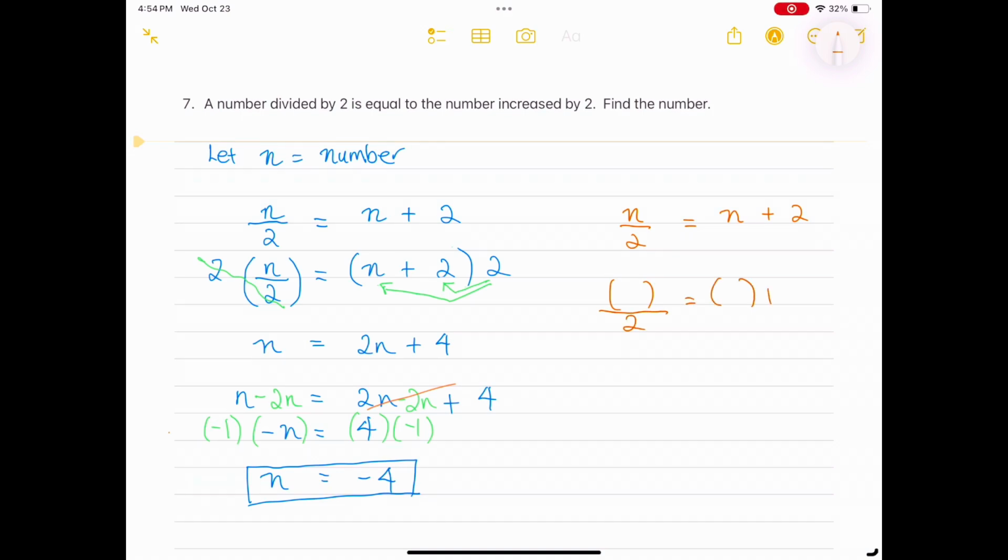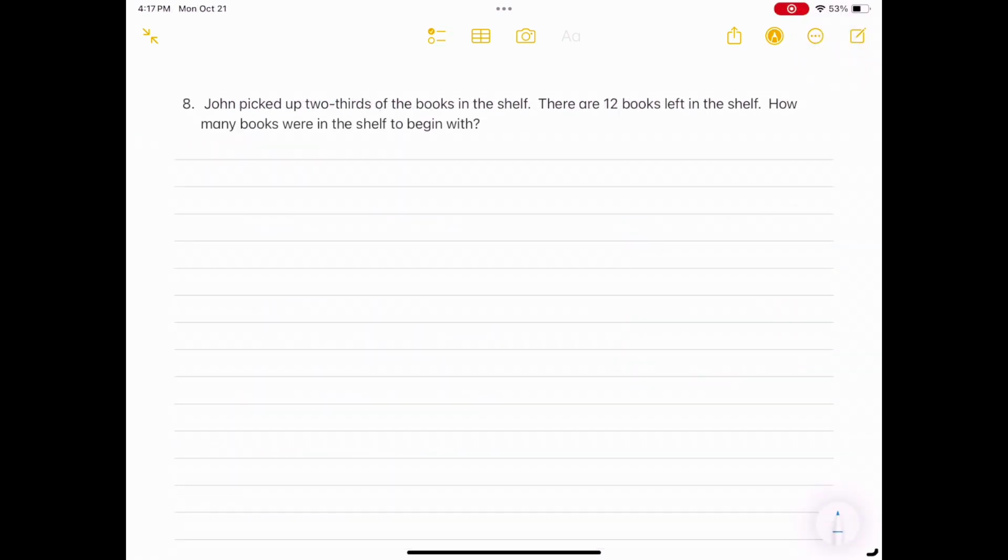Are those two expressions equal? Well, negative 4 divided by 2 does equal negative 2, and negative 4 plus 2 also equals negative 2. The solution is correct. Next problem.